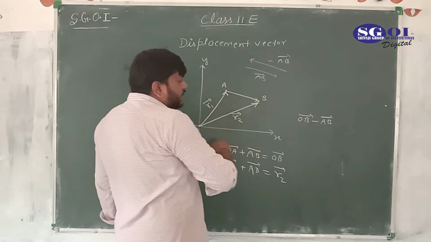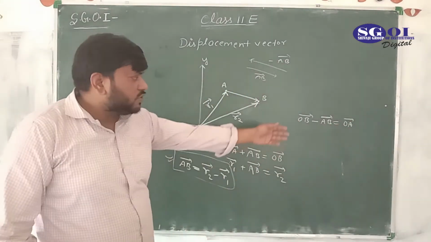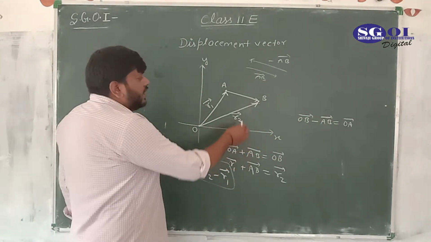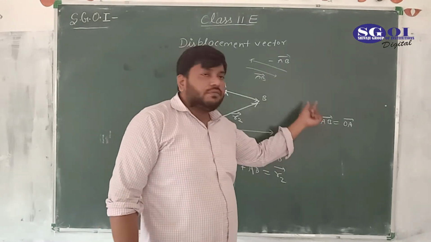We have reached at A. So this is equal to OA. So this is also correct. But you have to keep in mind that you are moving opposite to this vector direction. So that's why I am making a minus sign here. Okay.